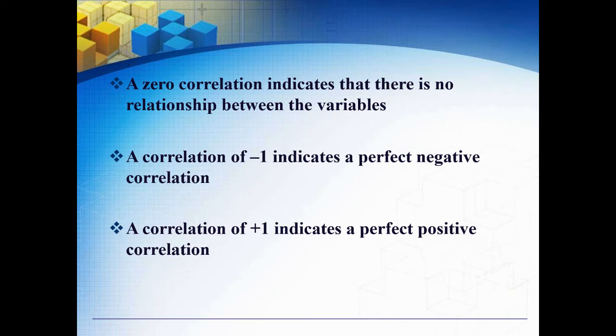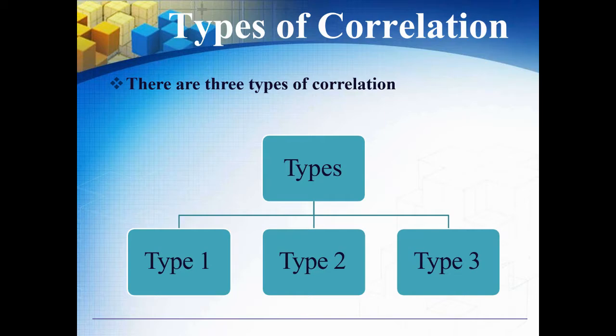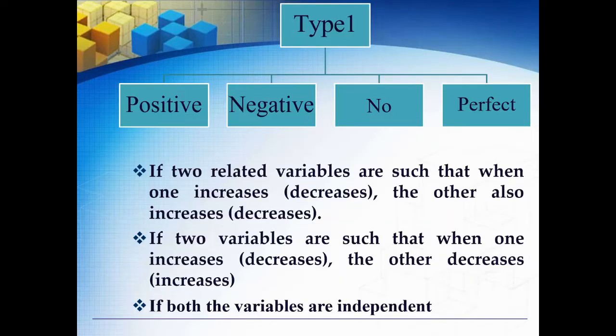Okay, so we will now move on to the types of correlation. We have three types of correlation: type 1, type 2, and then type 3. For type 1, the relationship is positive, negative, no, and perfect. So if two related variables are such that when one increases, the other also increases.